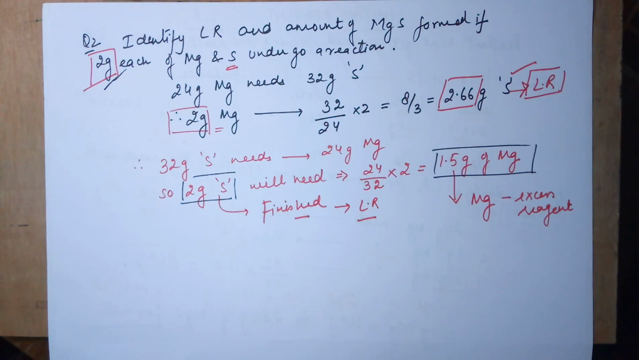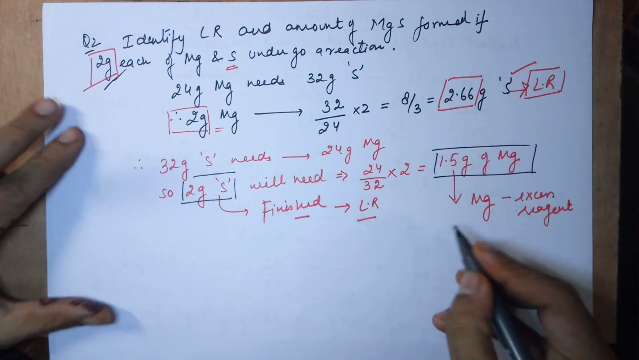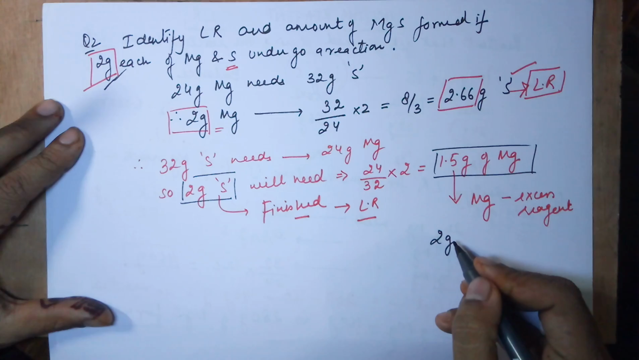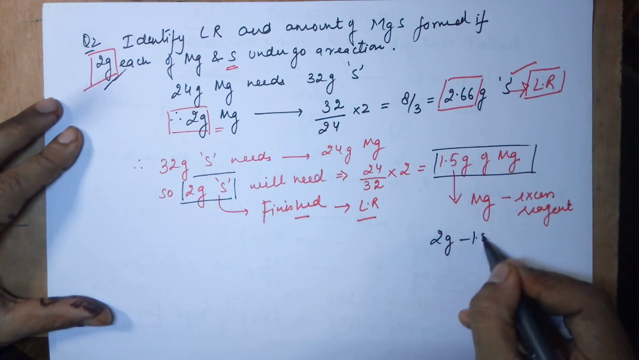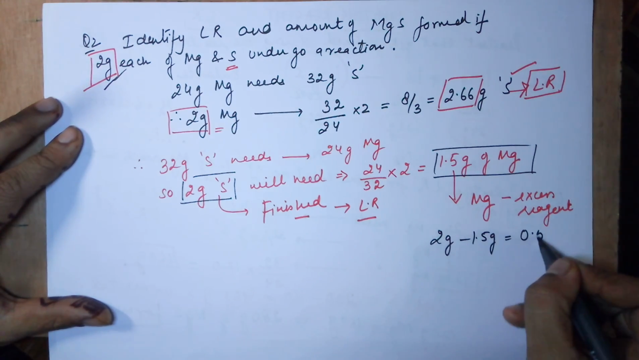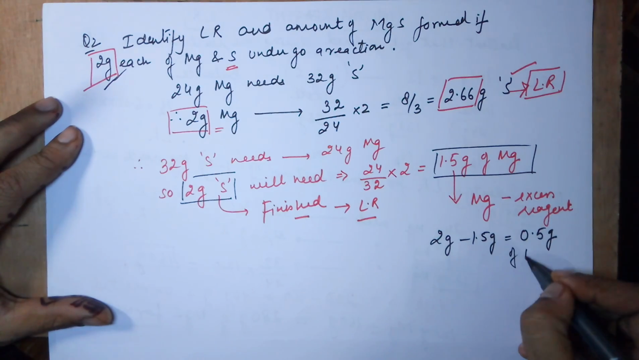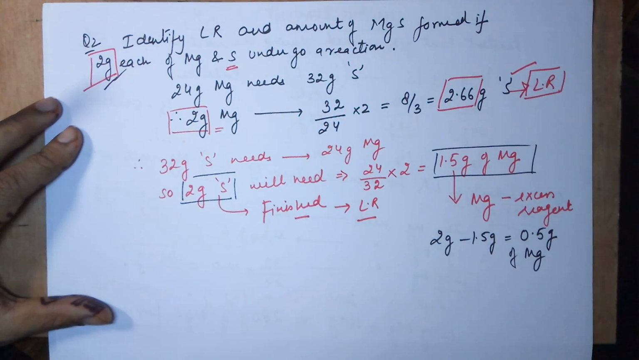How much is the excess of magnesium? To get that value, how much did you start off with? 2 grams. How much is being used up? 1.5 grams. What are you left with? 0.5 grams of Mg is left in excess.